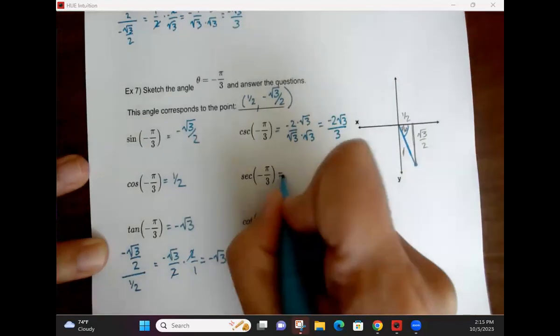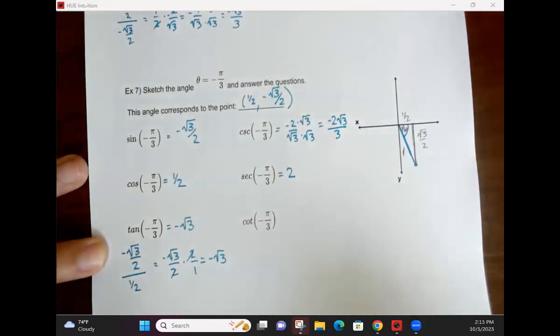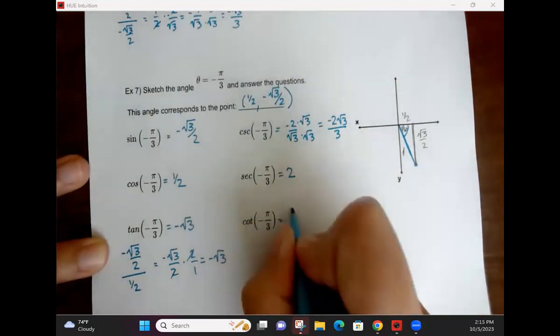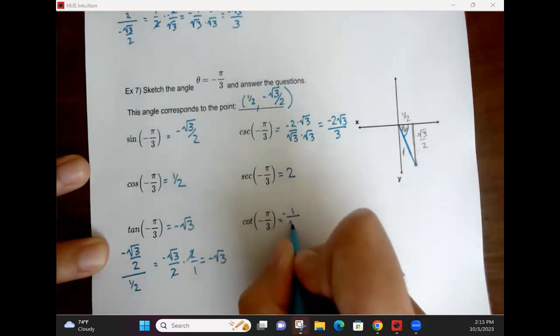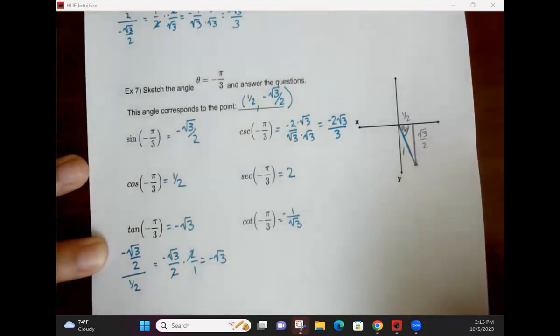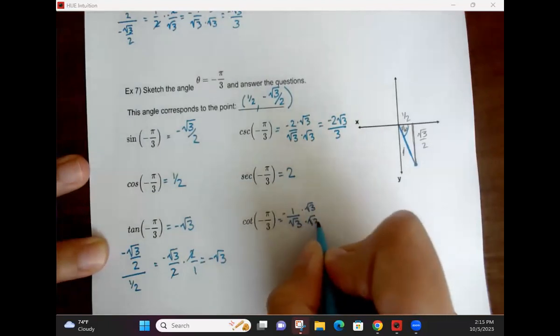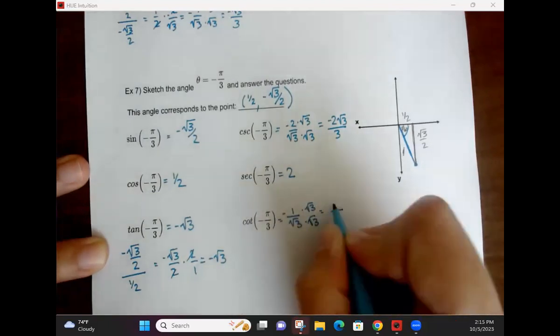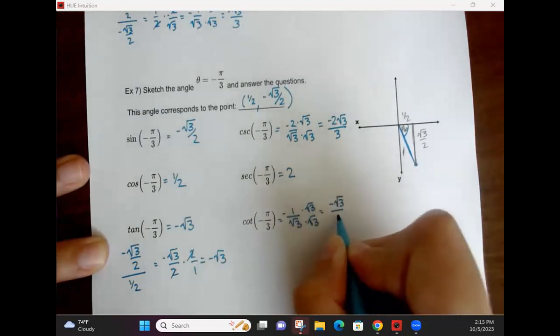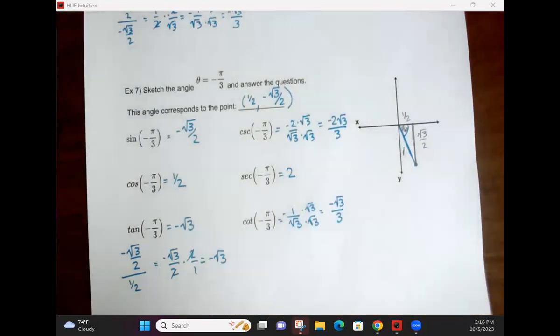Secant is the reciprocal of cosine, so that is 2. Cotangent is the reciprocal of tangent. That'd be -1 over √3. And one more time, we need to rationalize here. So we get -√3 over 3.